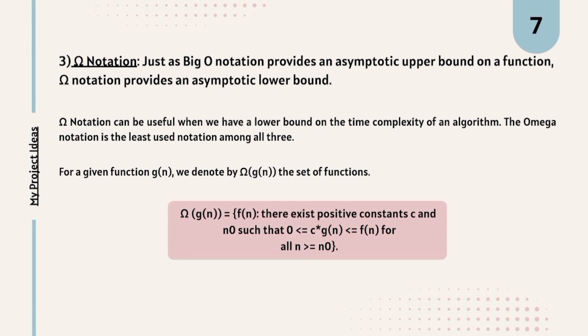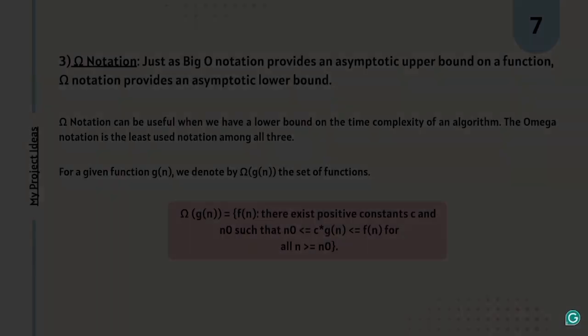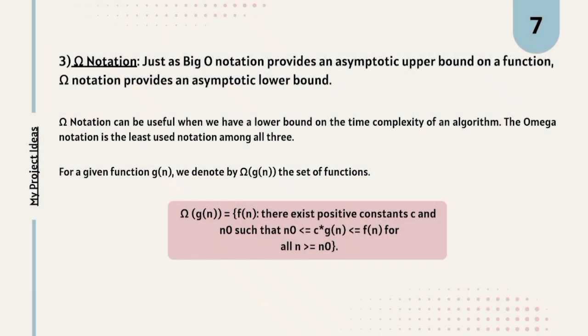Got it? For a given function g of n, we denote omega of g of n as this. There's a typo here also. This is n naught. Okay, so here in the omega notation, you basically have the restriction on the lower bound. You have an asymptotic lower bound. In the big O notation, you have an asymptotic upper bound, and in theta, you have both the lower bound and upper bound. Got it?